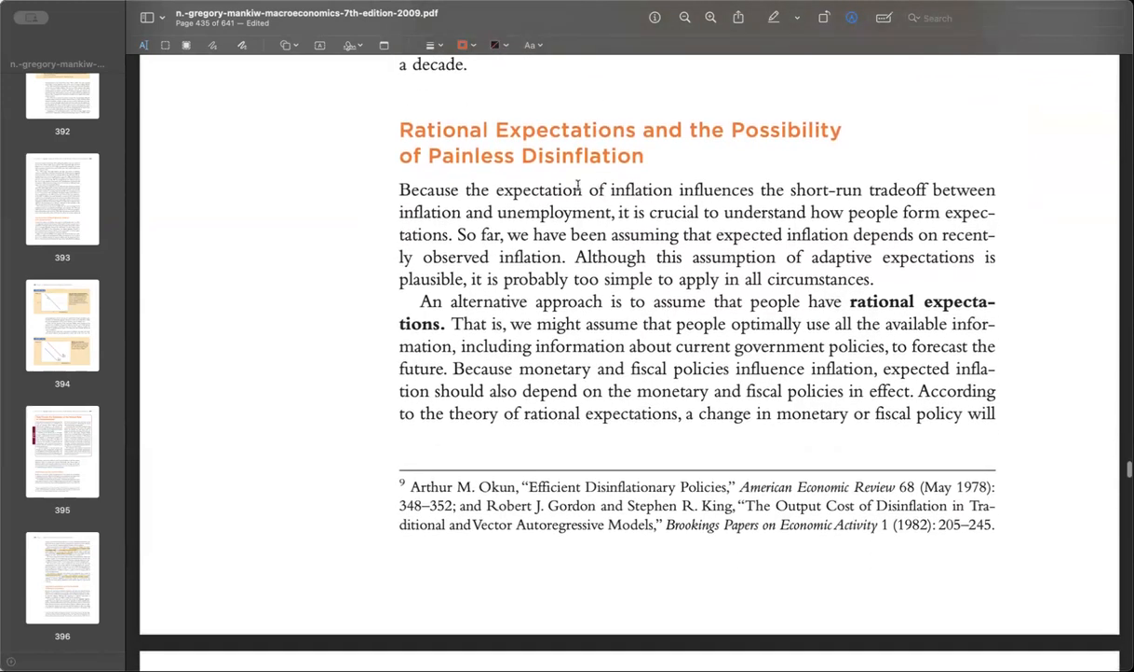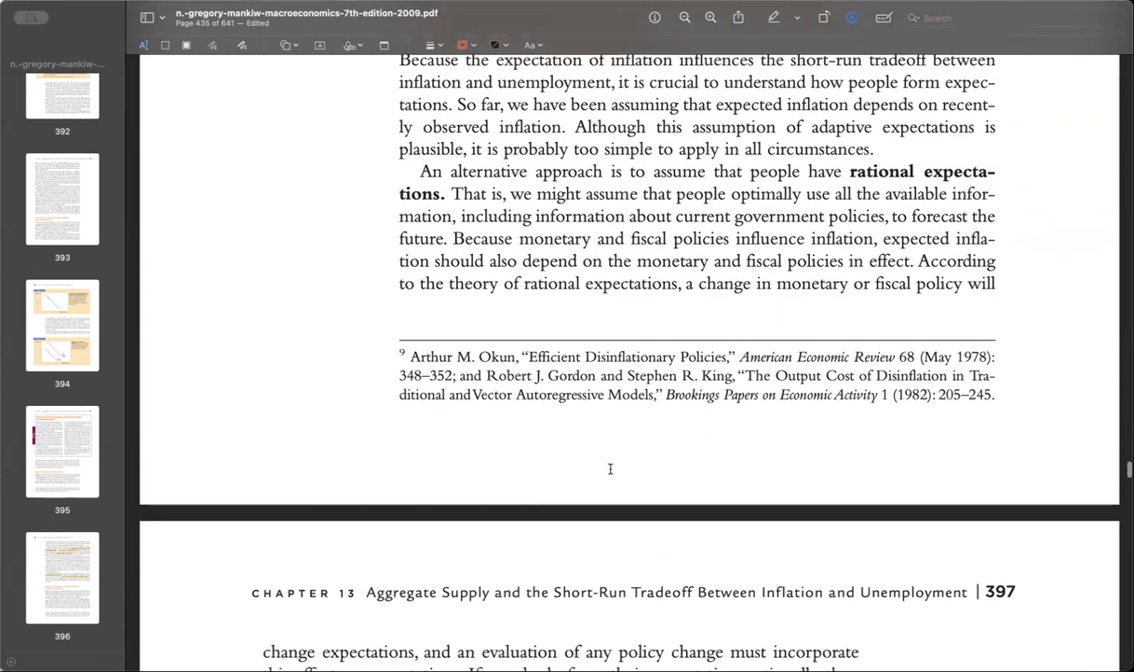Next. So rational expectations and the possibility of painless disinflation. Recall that we talked about the sacrifice ratio, about how lowering the inflation rate, or disinflation, will necessitate a sacrifice in terms of lost GDP or additional unemployment. So an alternative approach is to assume that people have rational expectations, that they optimally use all available information.